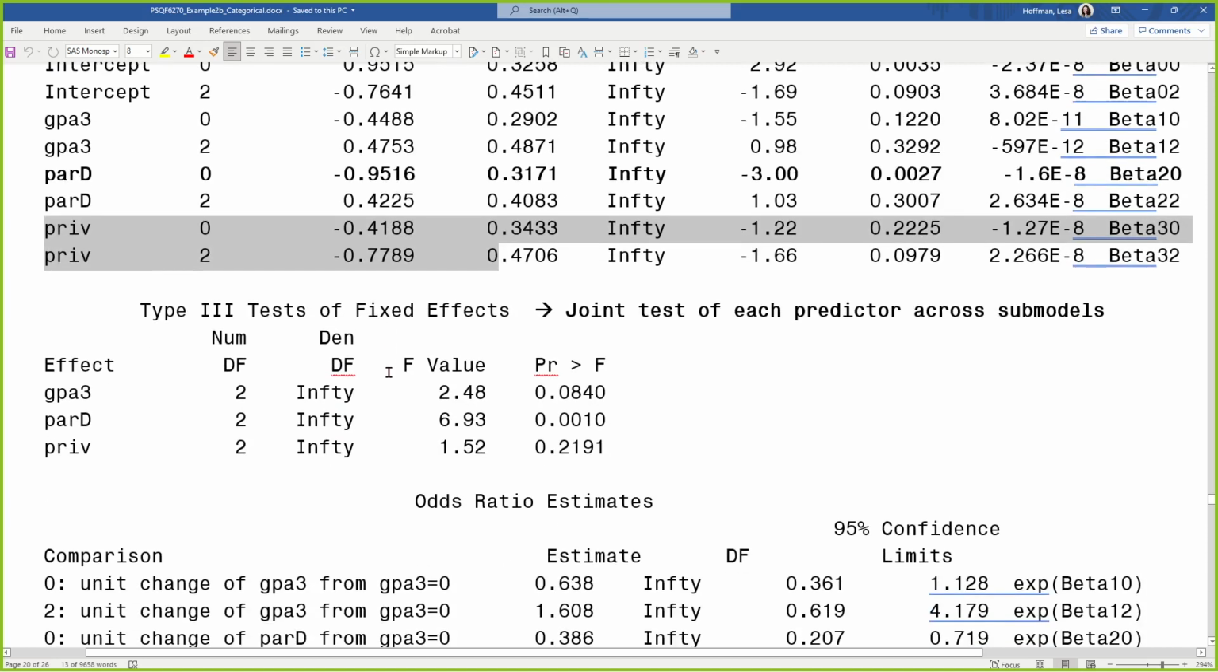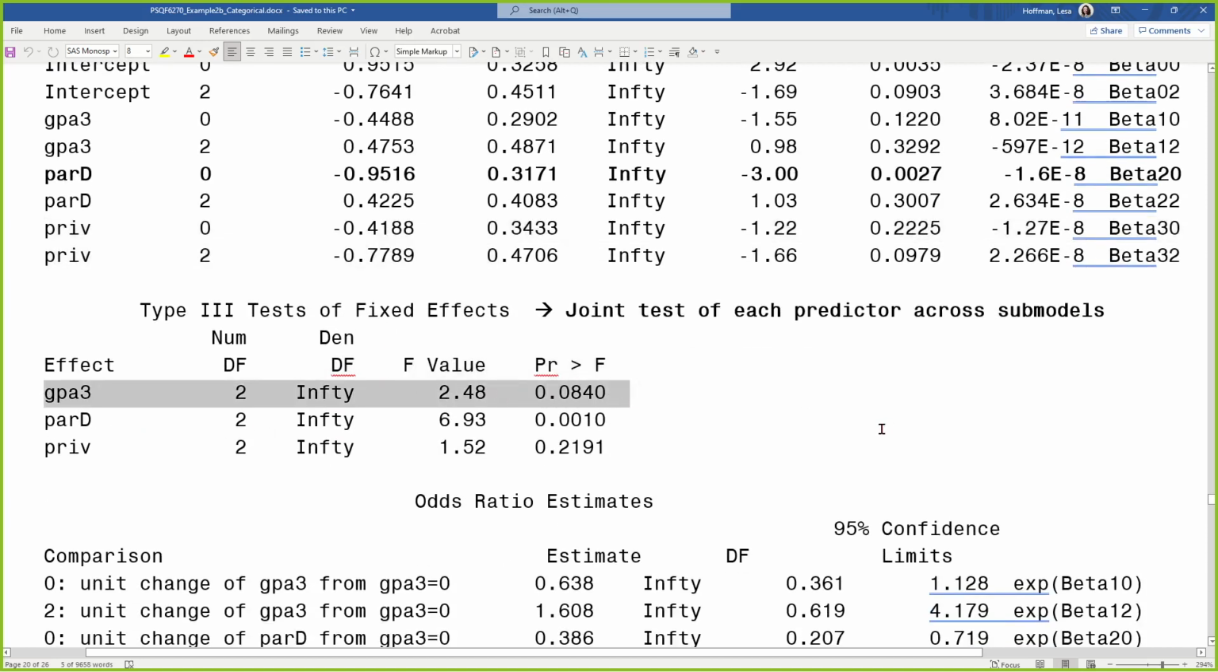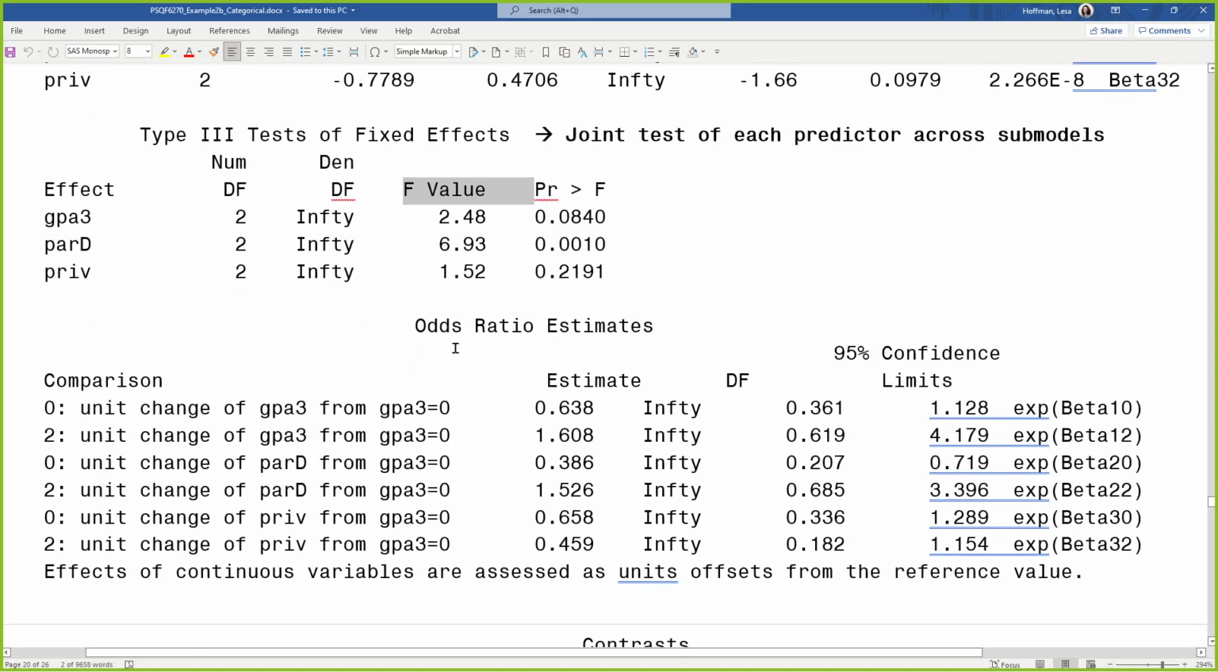But one other thing that SAS spits out, which is handy, is a combined test. So this is, is there an effective GPA across submodels, lumping the two slopes together? And the answer is no. Note that this is labeled as an F because that's what Glimmix provides, but without denominator degrees of freedom, it's actually what? Chi-square. There we go. Yes. So it does that for both of the slopes.